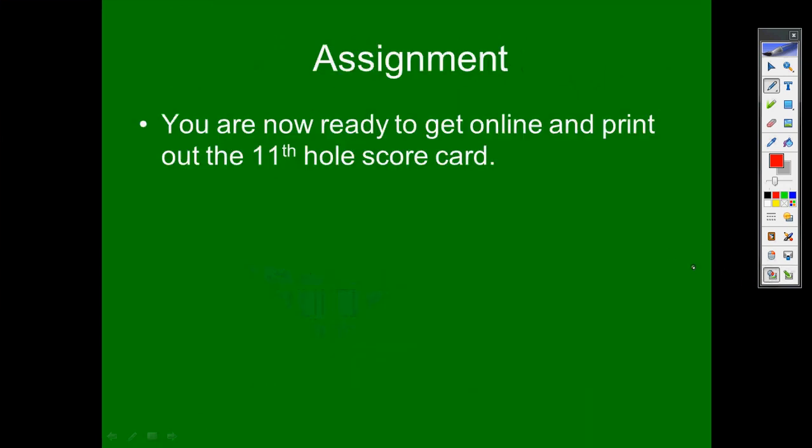You're now ready to get online and print out the 11th hole scorecard.